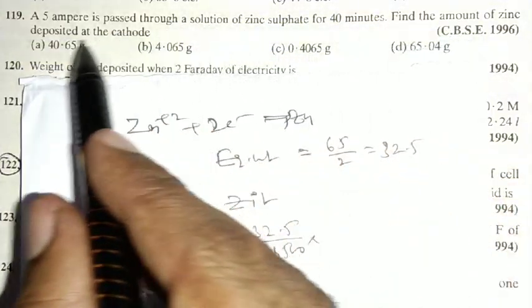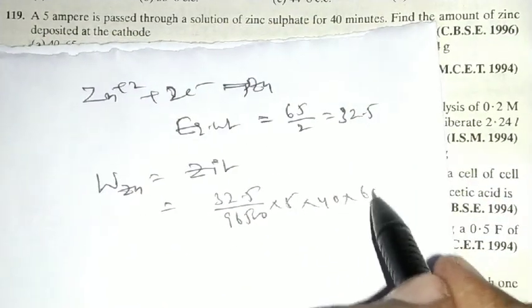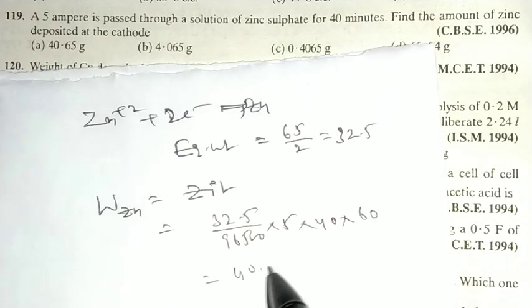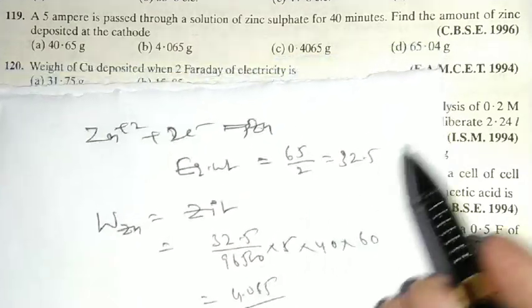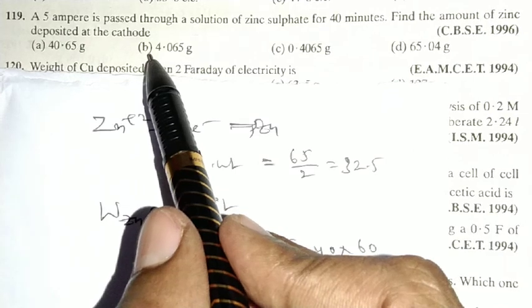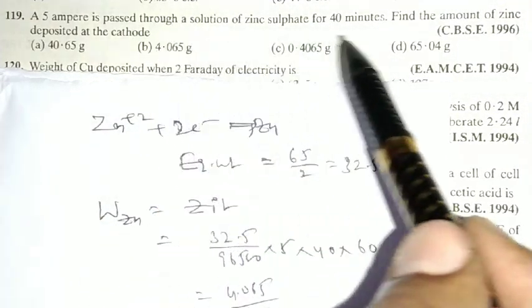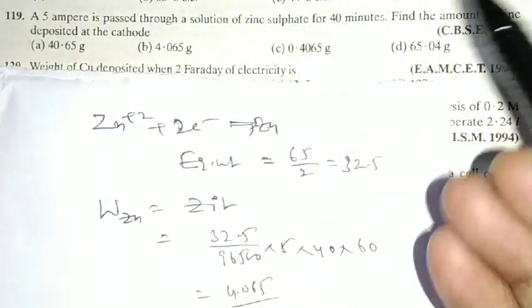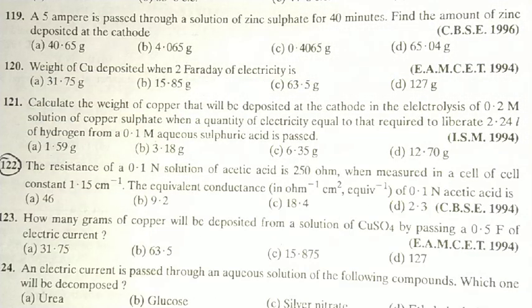I is nothing but current. How much current did they pass? 5 amperes for 40 minutes. That means 40 into 60 seconds. If you simplify, you'll get nearly 4.065. So the option is B. Is it clear? So if you send 5 amperes for 40 minutes, you will get 4 grams of zinc at the cathode in that electrolytic cell. Is it clear? Right. Look at the next question.